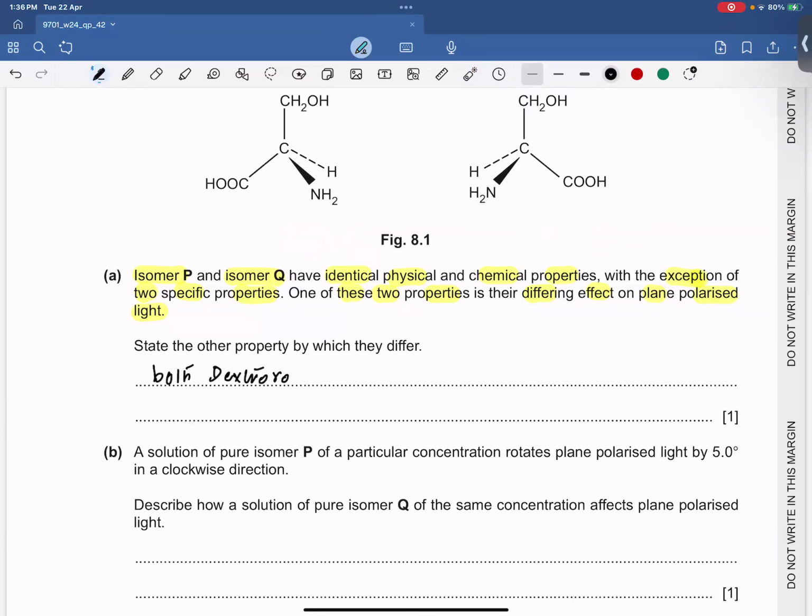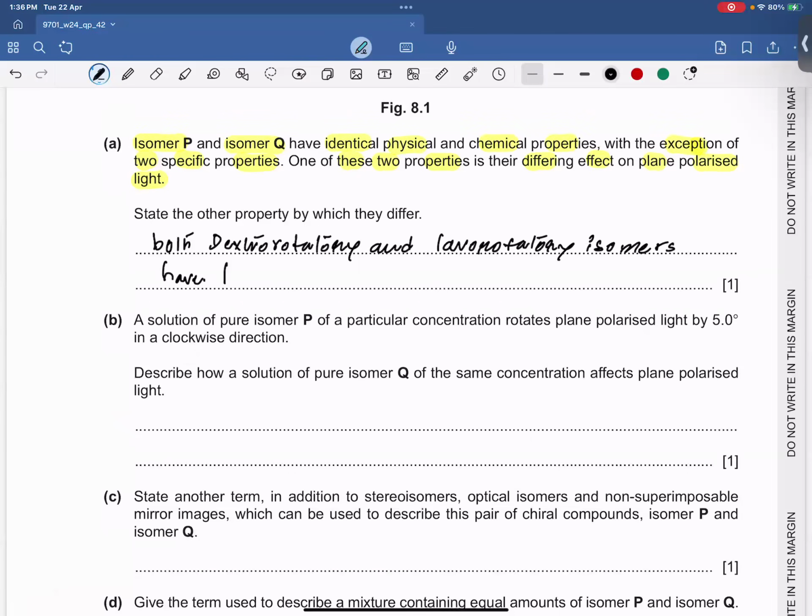Both dextrorotatory and levorotatory isomers have different biological activity. This dextrorotatory isomer is represented by plus D. This levorotatory isomer is represented by minus L.